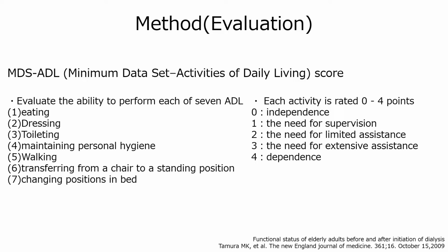The Minimum Data Set activities of daily living score was used to identify functional status. It evaluates the ability to perform each of 7 ADL: eating, dressing, toileting, maintaining personal hygiene, walking, transferring from chair to a standing position, and changing position in bed. Each activity is rated from 0 to 4 points. 0 is independence, 1 is the need for supervision, 2 is the need for limited assistance, 3 is the need for extensive assistance, and 4 is dependent.